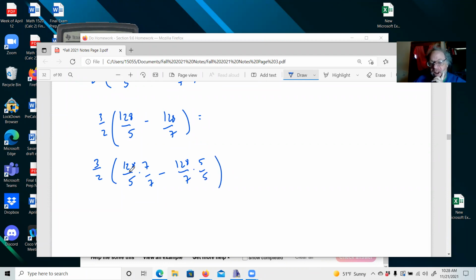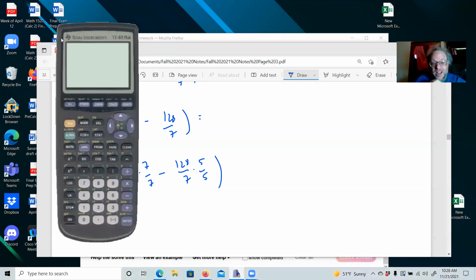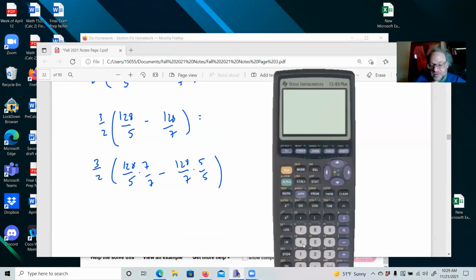All right, I'm going to have to use the calculator because I'm not going to be able to do 128 times 7, 128 times 5 real easy. So since we're going to use the calculator anyway, what we're going to do is we're going to say 128 divided by 5, minus 128 over 7, right? Yeah, that seems about right.